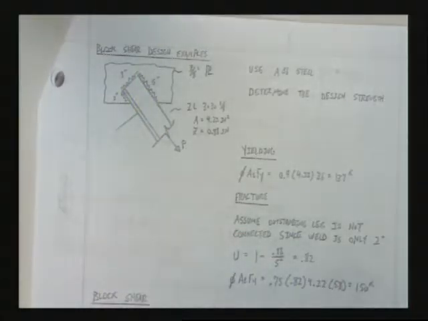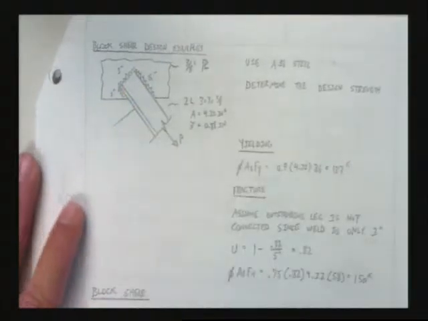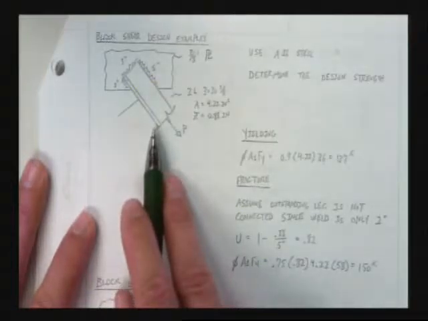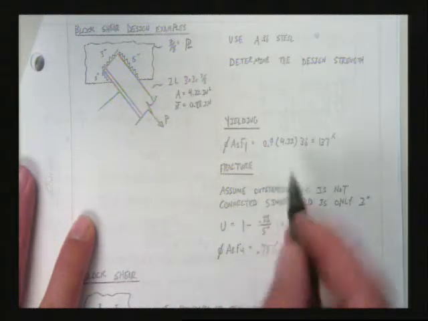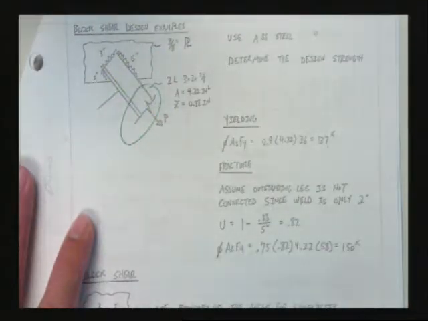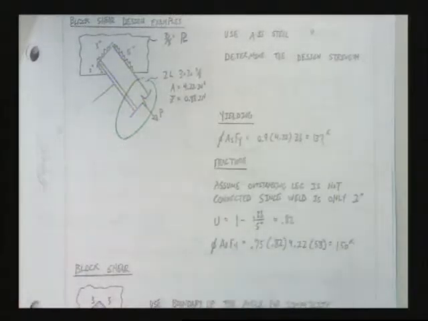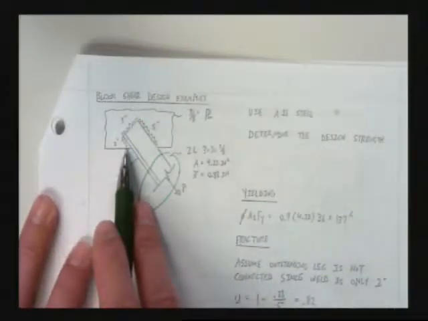Well, first thing you should say is what? Outstanding leg. Great. Outstanding leg. That means there should be a U, right? So first, I do my yielding check. There's no big deal there, because where does yielding occur? In the bulk of the member, right? Nothing really strange going on out there at the end. Now let's do fracture. I say assume the outstanding leg is not connected, since the weld is only 2 inches in length.